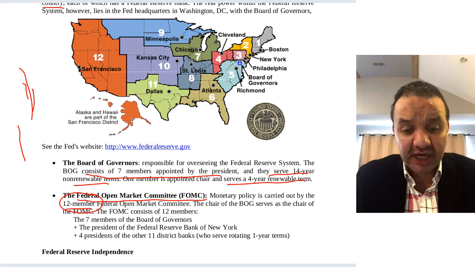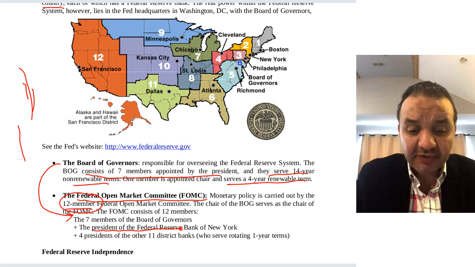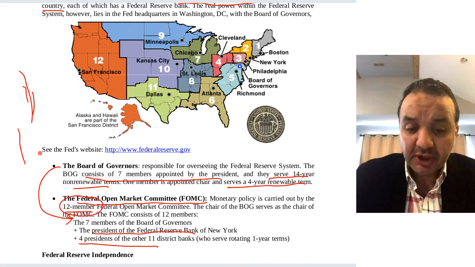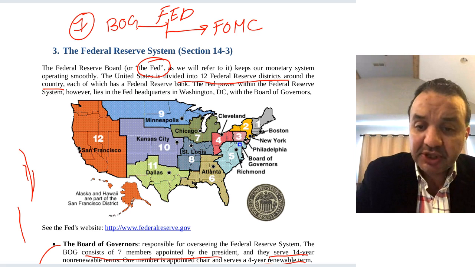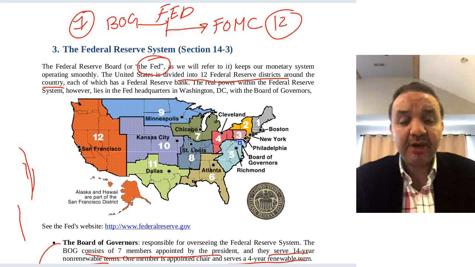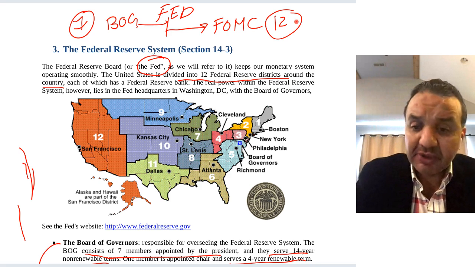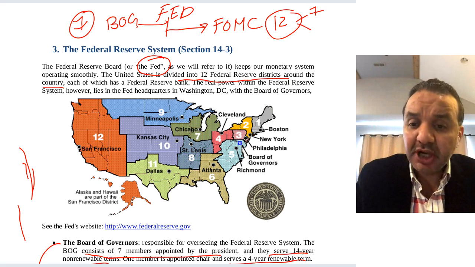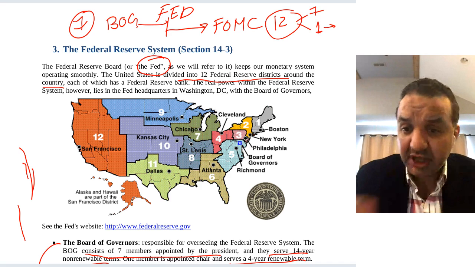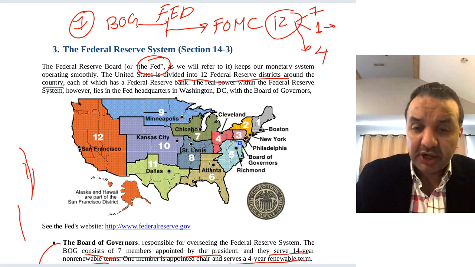The 12 members are distributed as follows. The 7 members of the BOG, the president of the Federal Bank of New York, and 4 presidents of the other district banks. So 12 members form the FOMC: 7 from the BOG, 1 has to be the president of the Federal Bank of New York, and 4 presidents of the other federal banks.